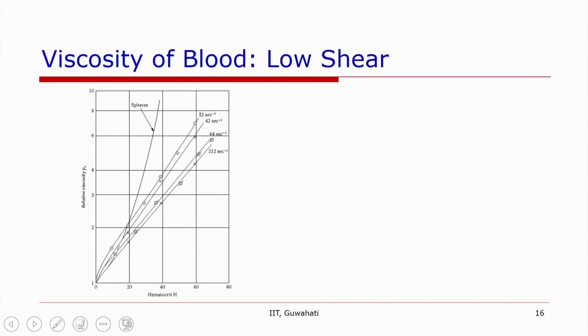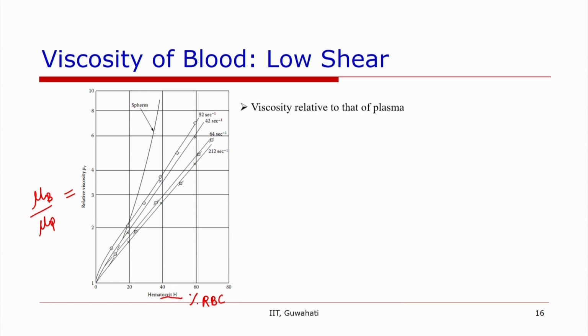Okay, so let us look at the effect of the volume fraction of red blood cells on the viscosity. What you see here on the x-axis is hematocrit, which is the volume fraction of RBC, and on the y-axis is mu blood, the apparent viscosity of blood normalized by the viscosity of the plasma. That is why it is called relative viscosity, that is, viscosity with respect to the viscosity of the plasma.